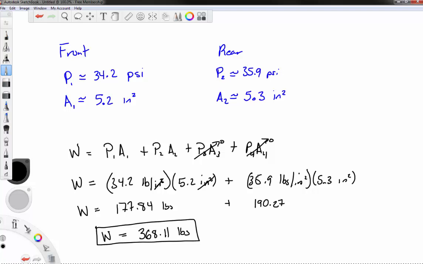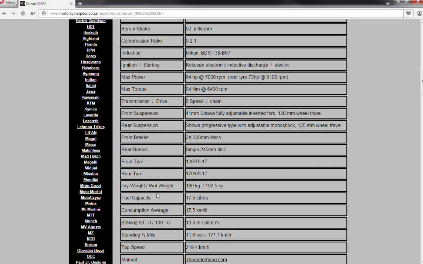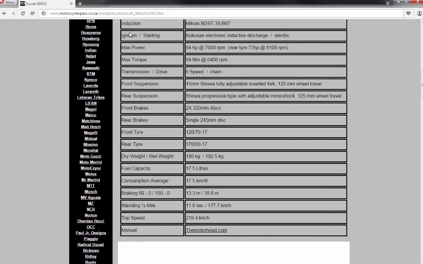So we go online and find the Ducati, and we scroll down, and somewhere in here there's going to be a weight. What's given here is the dry weight and the wet weight. These are both in kilograms. Basically the dry weight means with no fuel, oil, that kind of thing, and the wet weight includes fuel, oil, etc.